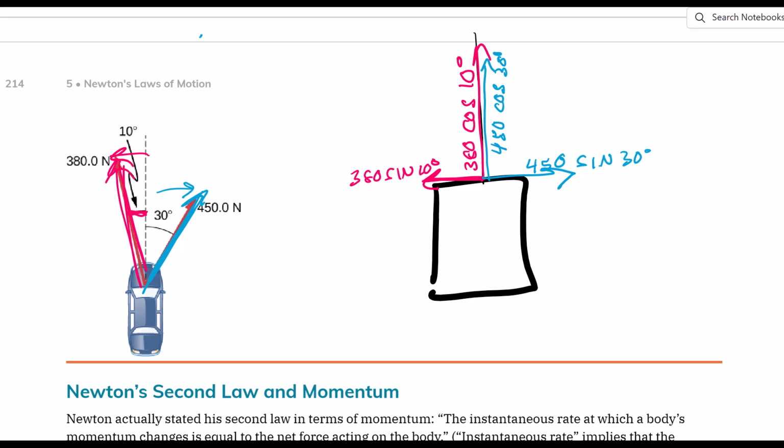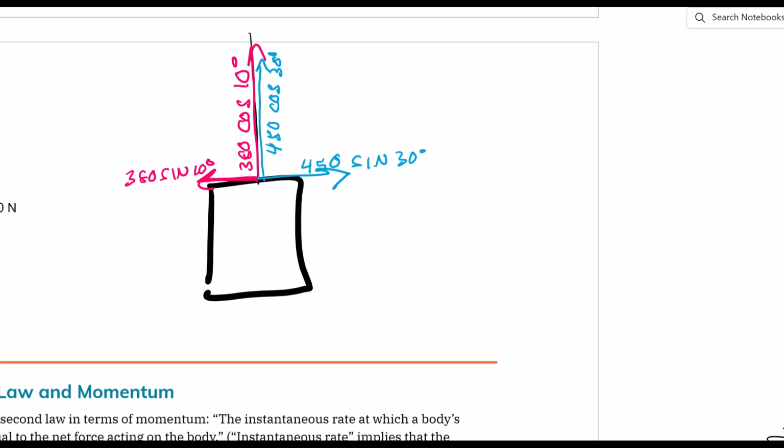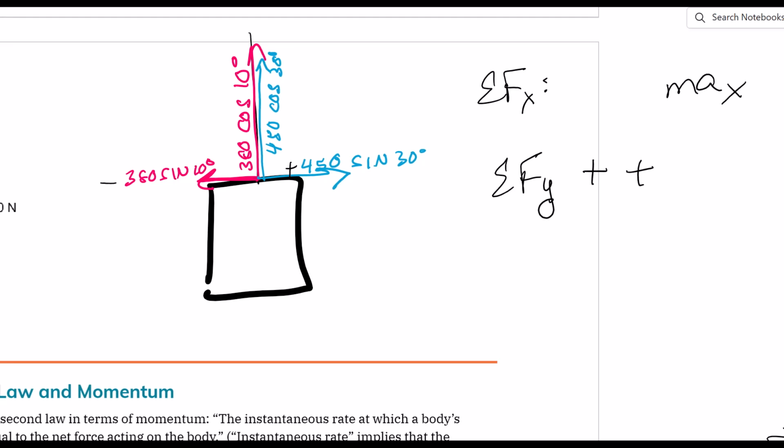So now that I have my forces broken out into the x and y directions, the sum of the forces in the x direction, this will be positive, this will be negative, and that equals mass times acceleration in the x. The sum of the forces in the y direction, these are both positive, and that equals mass times acceleration in the y. So hopefully that'll be enough to get you going. And whew, there's a lot of material here, but you got this.